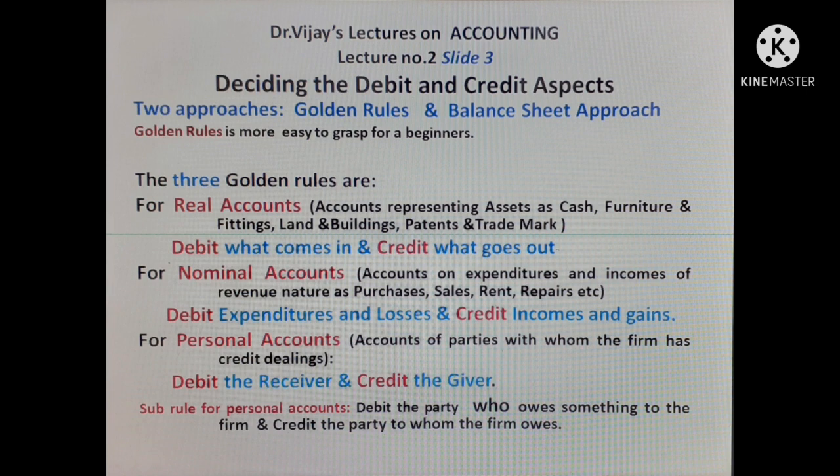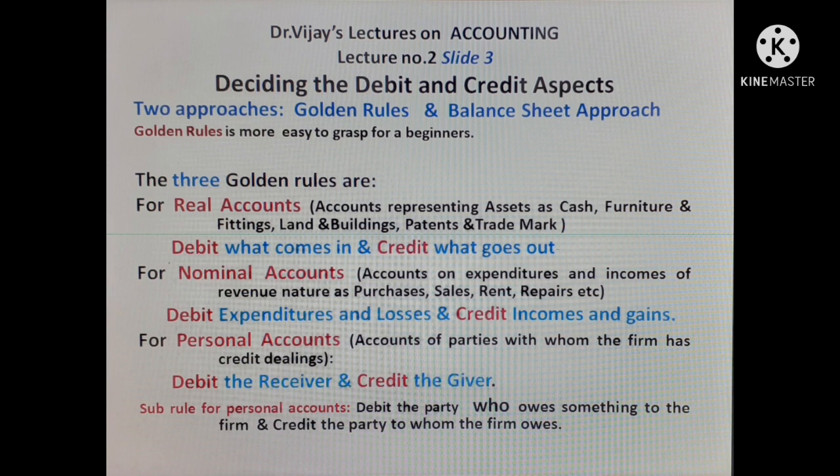You have to look upon it from the angle of that party. When you are purchasing goods from M on credit, M is giving you goods. M is the giver, so M's account should be credited. We know when purchasing goods on credit, purchase account is to be debited. So purchase account is to be debited, and as M is giver, M's account is to be credited.